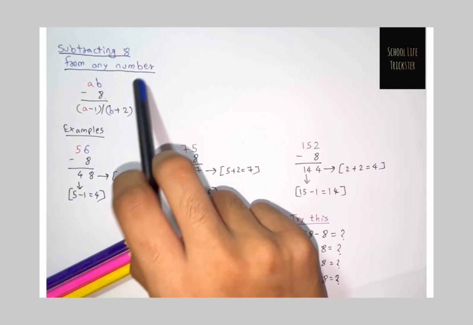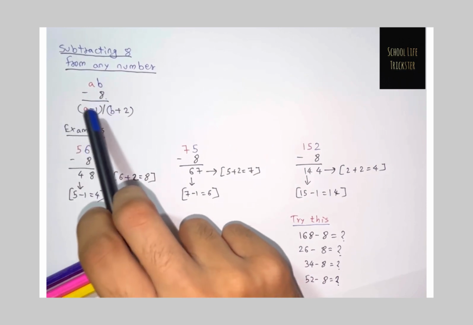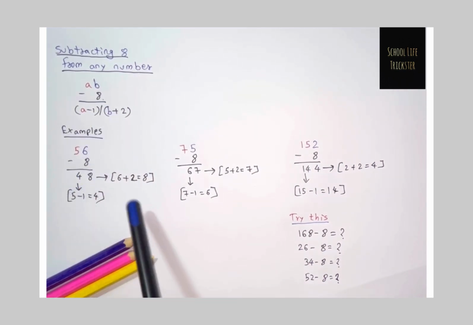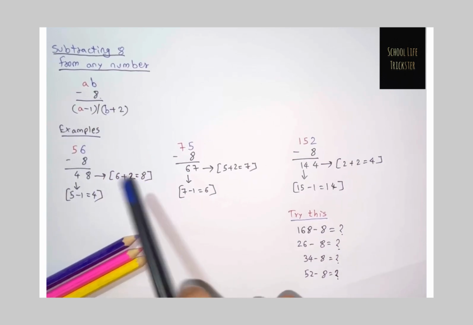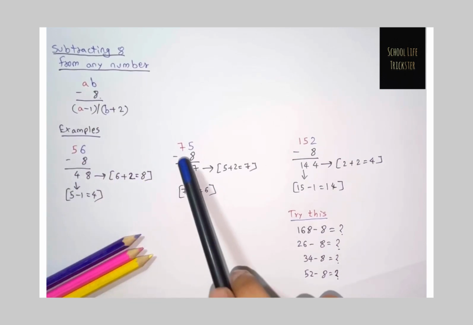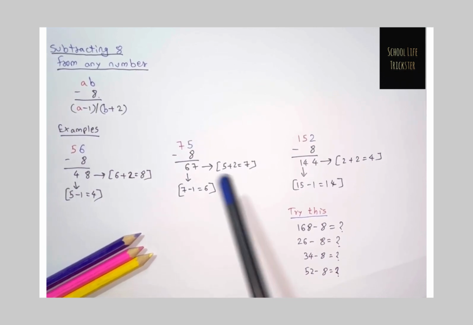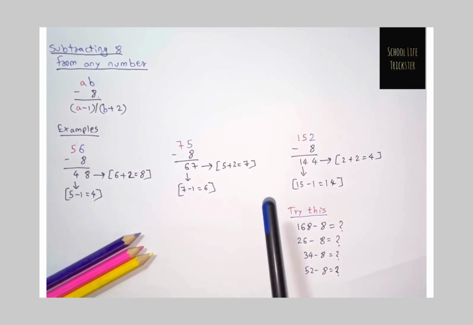Subtracting 8 from any number. AB minus 8 is A minus 1 and B plus 2. See examples. 56 minus 8 is 48. That is 6 plus 2 is 8 and 5 minus 1 is 4. 75 minus 8 is 67. That is 5 plus 2 is 7 and 7 minus 1 is 6.